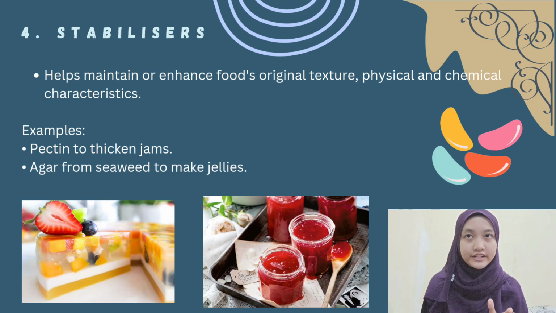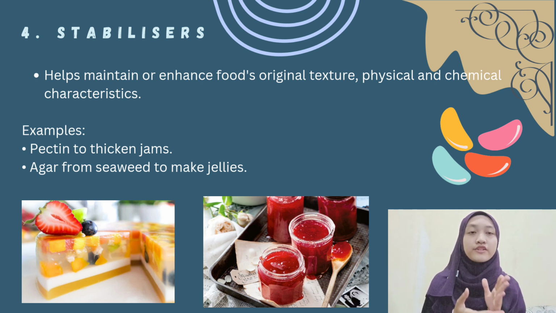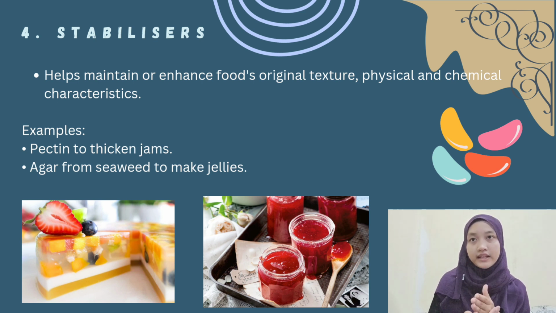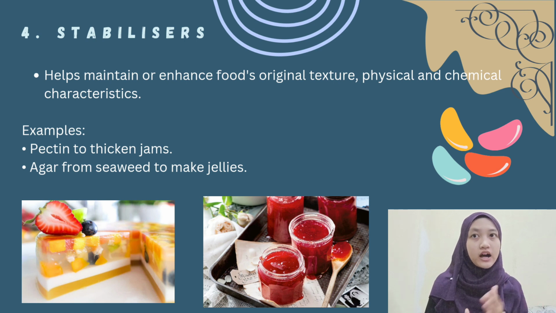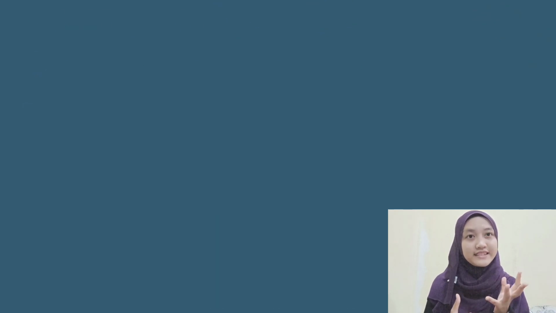Fourth is stabilizers. Stabilizers help maintain or enhance food's original texture, physical and chemical characteristics. For example, pectin to thicken jams, agar from seaweed to make jellies.